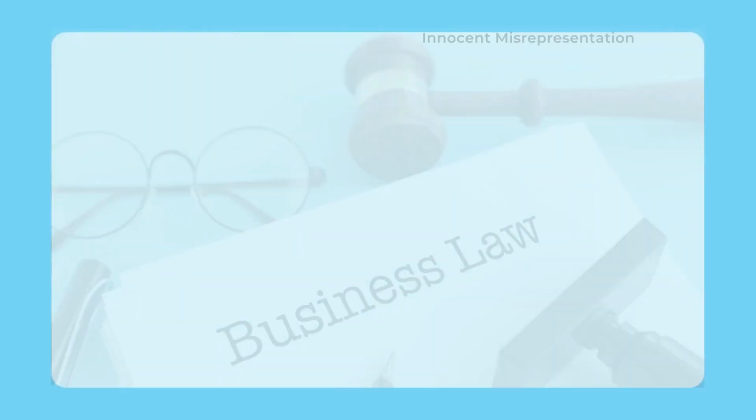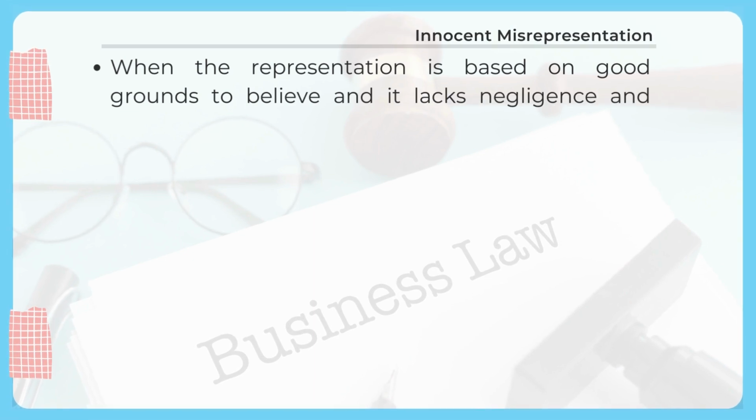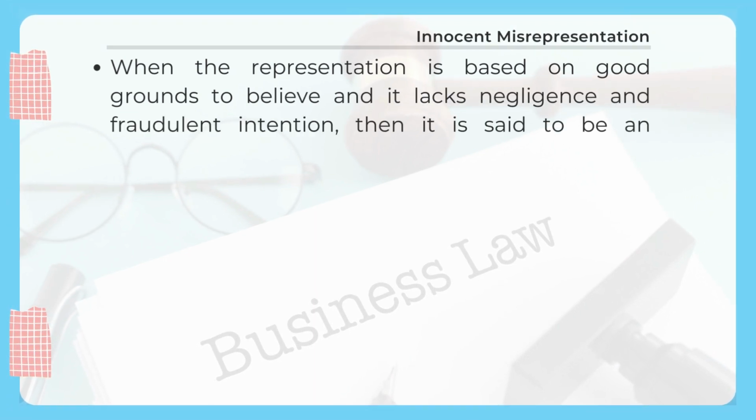On the other hand, we have innocent misrepresentation. When the representation is based on good grounds to believe and it lacks negligence and fraudulent intent, then it is said to be innocent. Every time, collecting the information is not approachable. So we could have areas where we cannot see the information in an available form. Like we could witness certain areas which are very remote, like remote areas of Bihar, remote areas of Jharkhand, right?